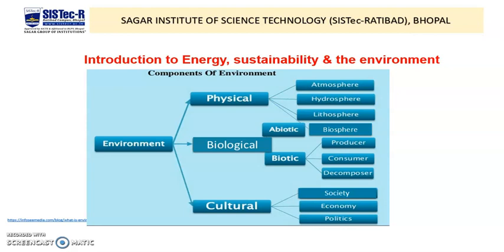Now the components of environment. In a basic way, environment has three basic components. First is physical, second is biological, and third is cultural. So physical environment includes atmosphere, hydrosphere, lithosphere, and biosphere. Biological component includes abiotic and biotic components, and biotic components are further divided into producers, consumers and decomposers. Third is cultural component. It is further divided into society, economy and politics.